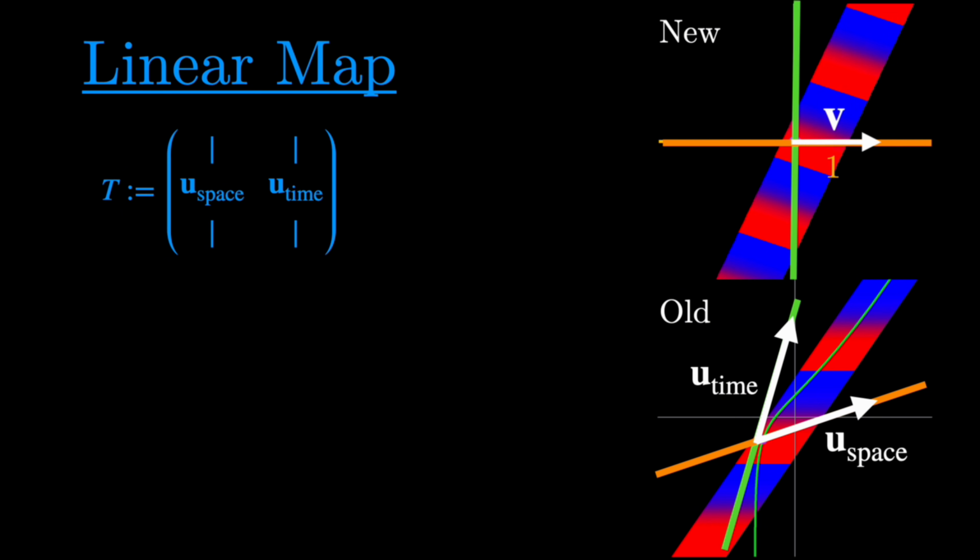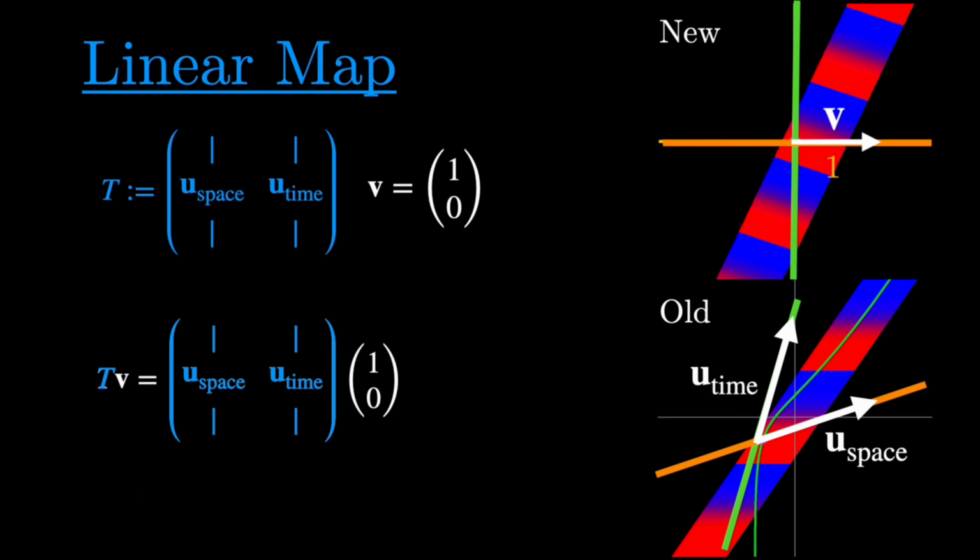And if we choose to shoot a space-like ray, say literally along our space-like surface, say v equals (1, 0), multiplying it by our change of basis matrix maps it perfectly into the tilted surface in the chart, because it literally just selects the first matrix column, which is the first space-like basis vector.